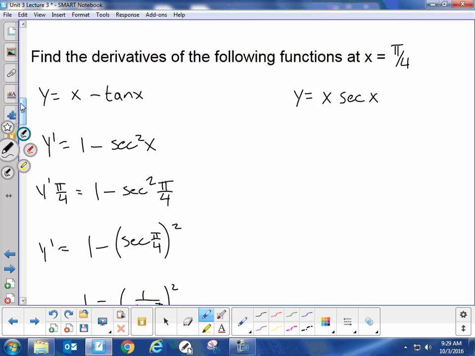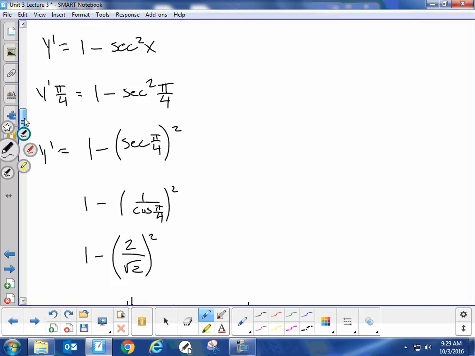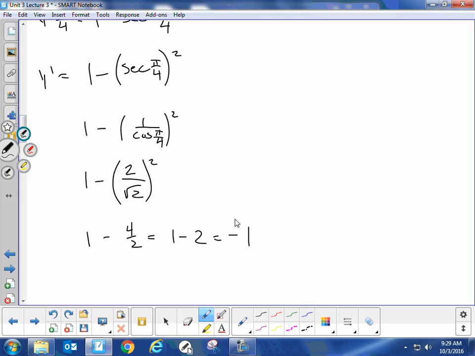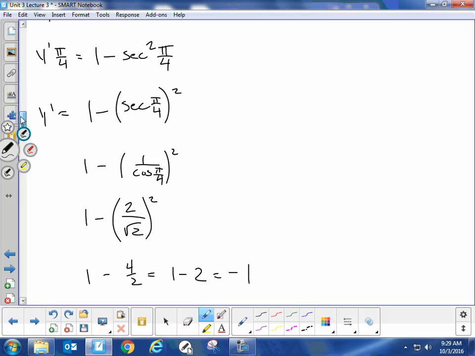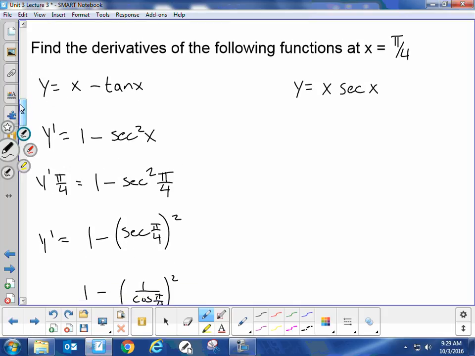So it turns out the slope of the tangent to x minus tan x, we don't even know what x minus tan x looks like, but you could say, hey, the slope of the tangent, or the instantaneous rate of change of the function, is negative 1. All right, you guys do x secant x. Find the derivative of that at pi over 4. And then check your answers with a neighbor.